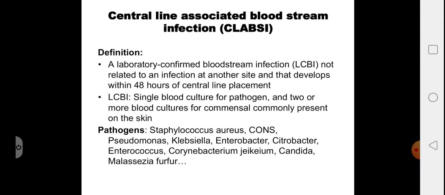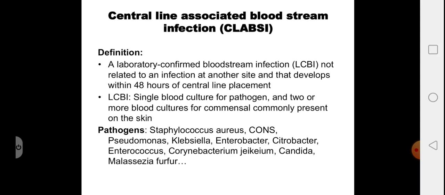Looking at the definition of CLABSI, it's a laboratory confirmed bloodstream infection not related to infection at any other site in the body and which develops within 48 hours of central line placement. Central line is the CVC. Now, what is this laboratory confirmed bloodstream infection? It's a primary bloodstream infection which is confirmed by a positive blood culture, and the pathogen isolated in this blood culture is not associated with any other site of infection.